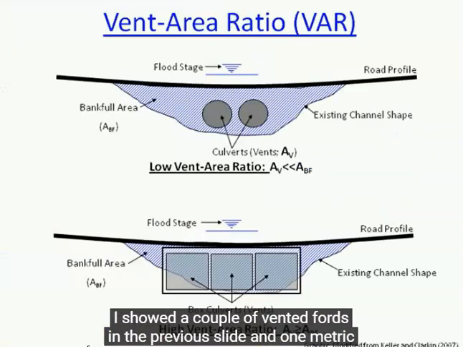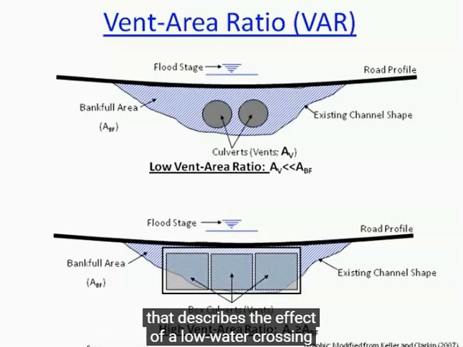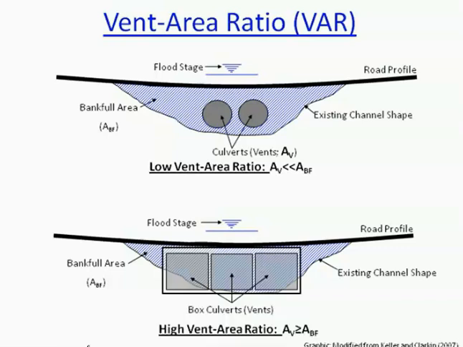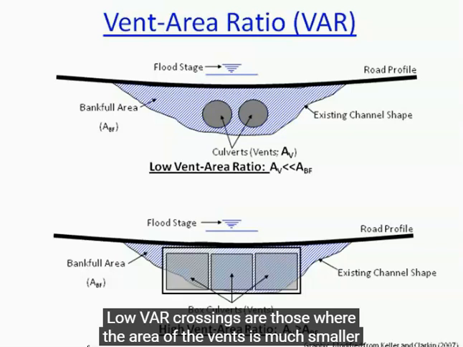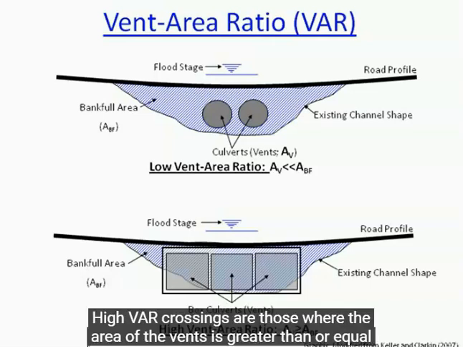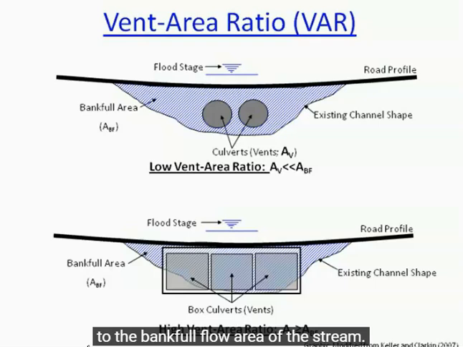I showed a couple of vented fords in the previous slide, and one metric that describes the effect of a low water crossing on stream function is the vent to area ratio, or VAR. VAR is the ratio of the constructed openings of a crossing to the bankfull area of a stream. Low VAR crossings are those where the area of the vents is much smaller than the bankfull flow area of the stream. And high VAR crossings are those where the area of the vents is greater than or equal to the bankfull flow area of the stream.